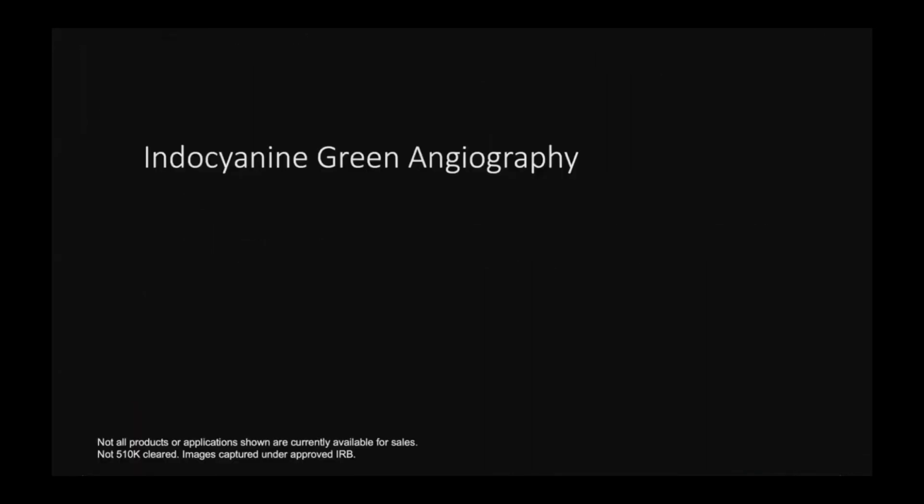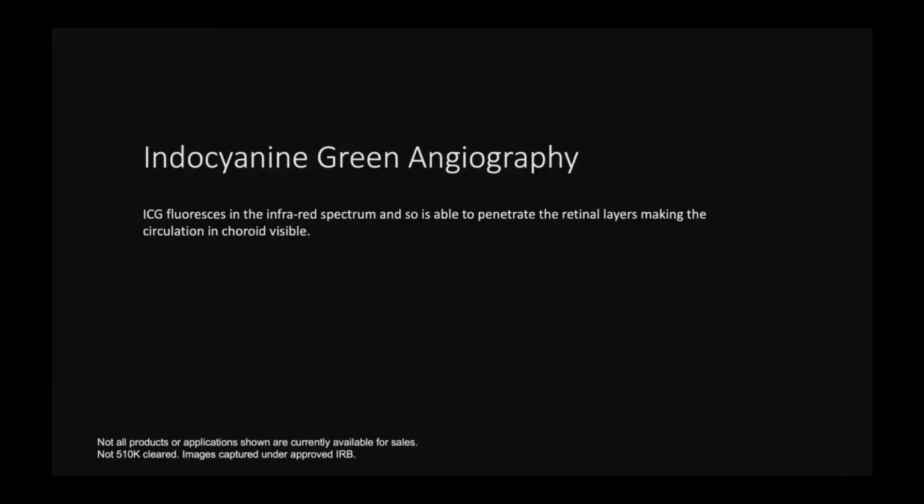Our last imaging modality is ICG angiography. ICG fluoresces in the infrared spectrum and so is able to penetrate the retinal layers, making circulation of the choroid visible. So if you remember with fluorescein angiography, with the intact RPE, we weren't able to see the choroidal vessels unless there was a window defect. ICG allows us to cheat around that and see the choroidal circulation even in intact RPE.